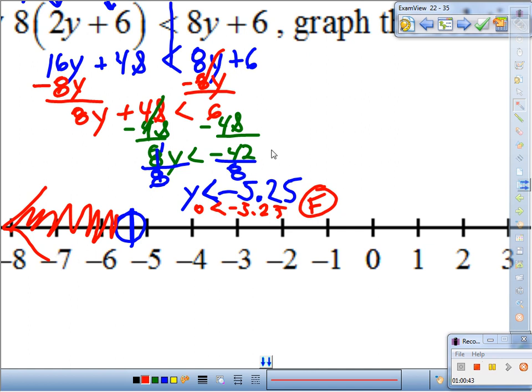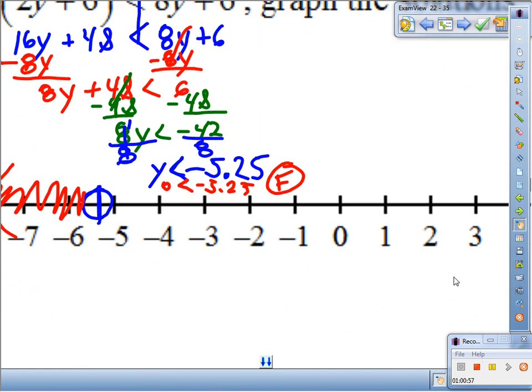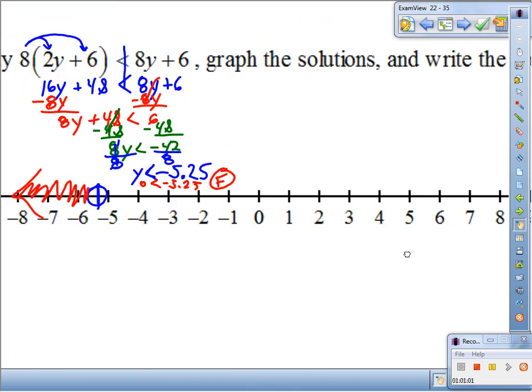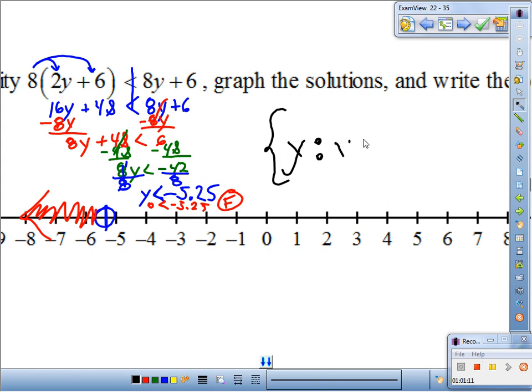So let's see. Did we solve? Yes. Did we graph? Yes. What else are they asking us to do? Write the solution set. So here we go. Let me zoom out. The solution set for this is the set of y such that, and we write our last inequality, y is less than negative 5.25.